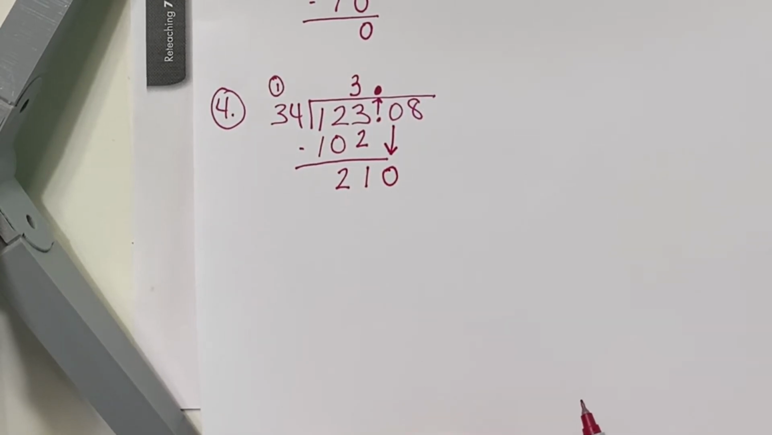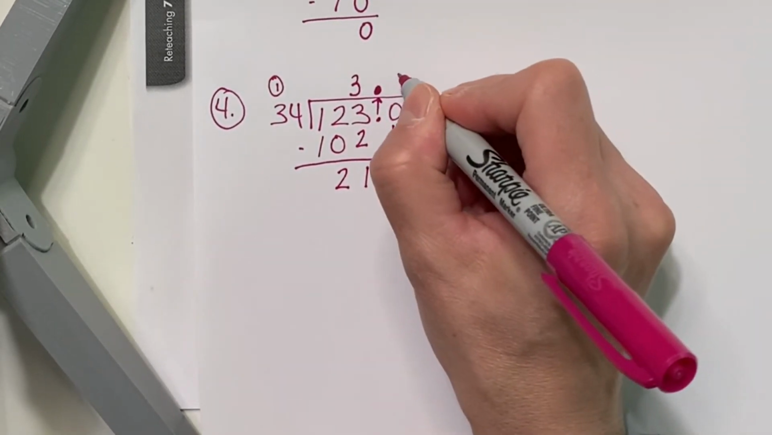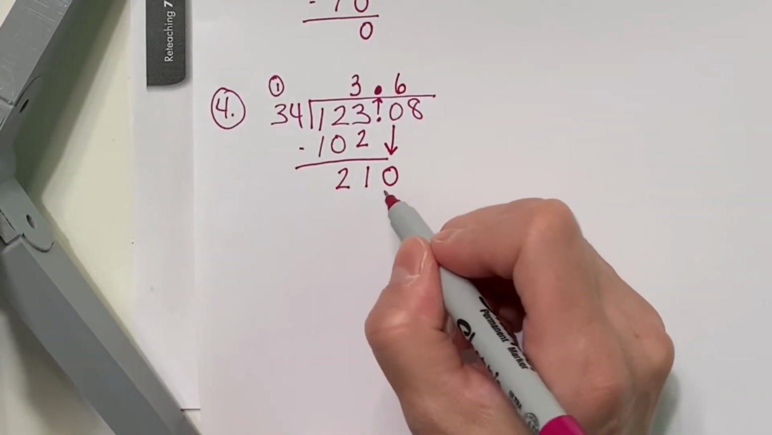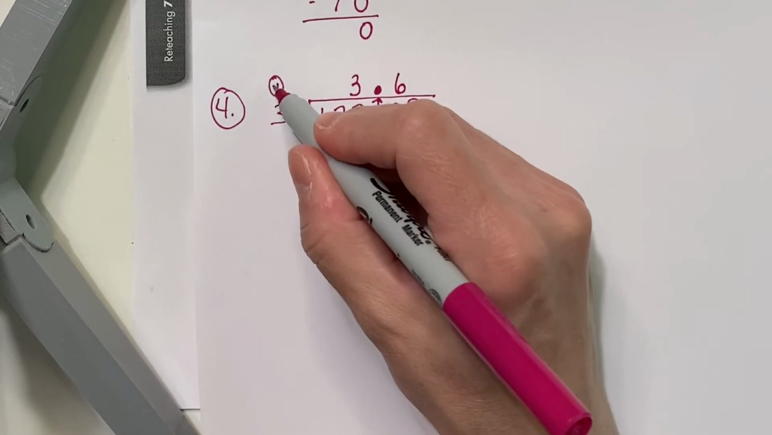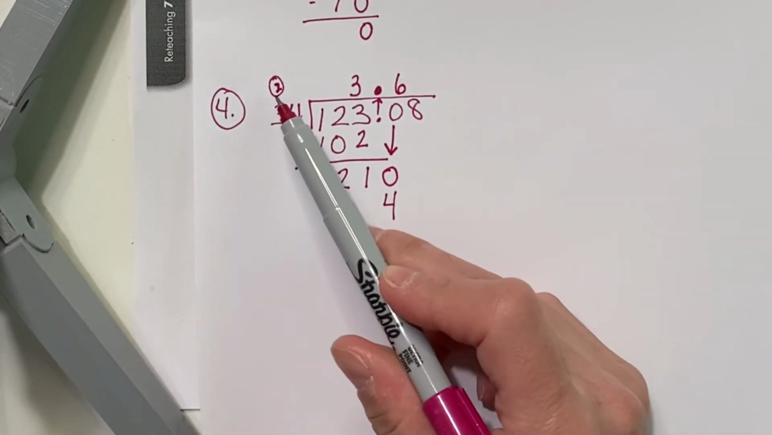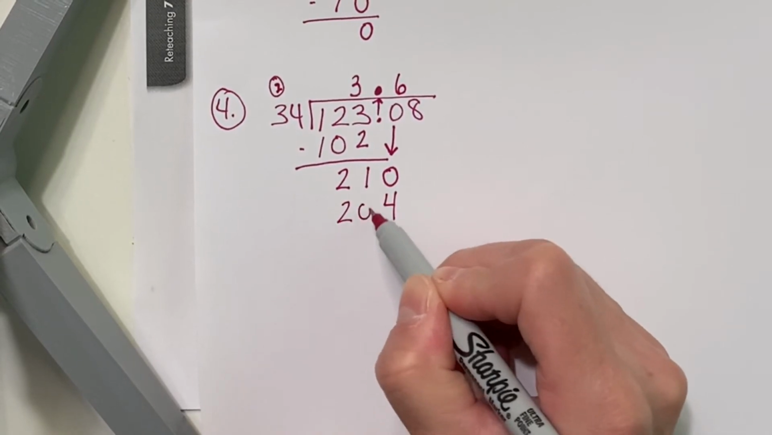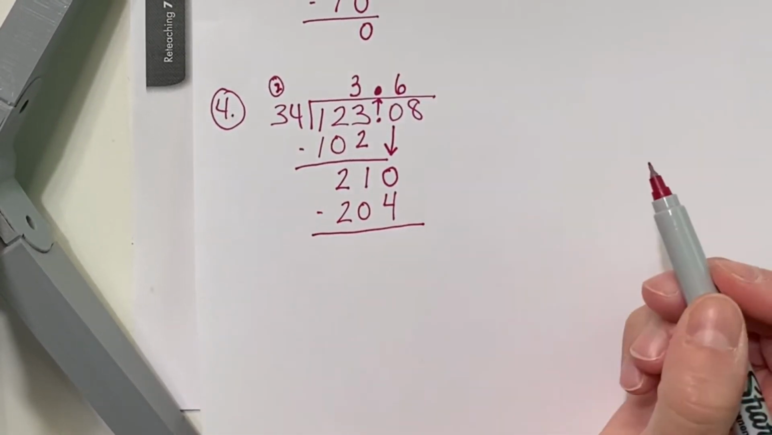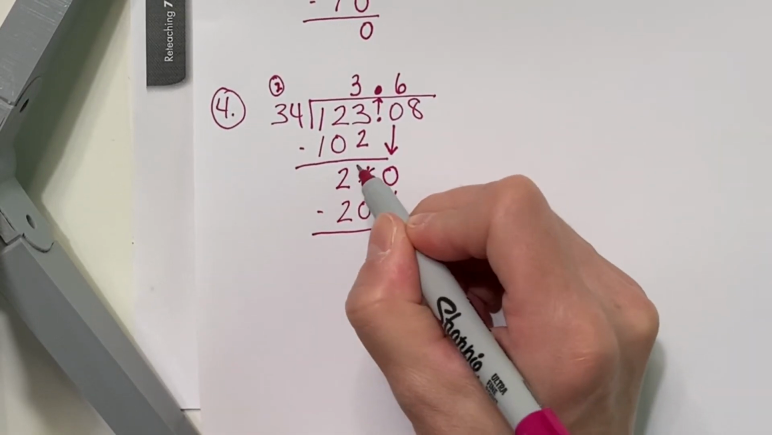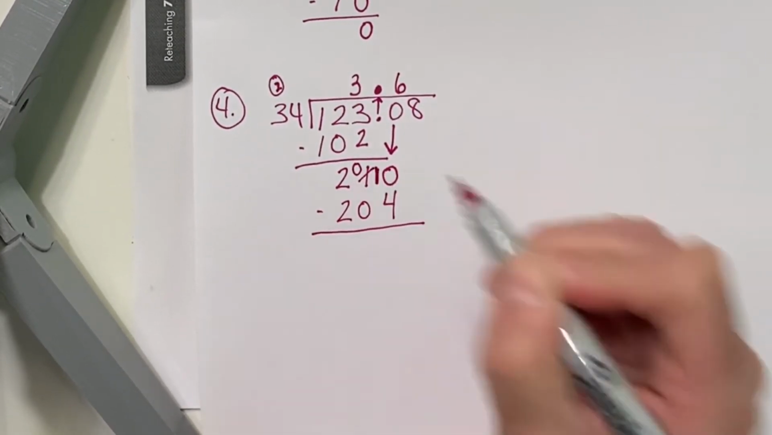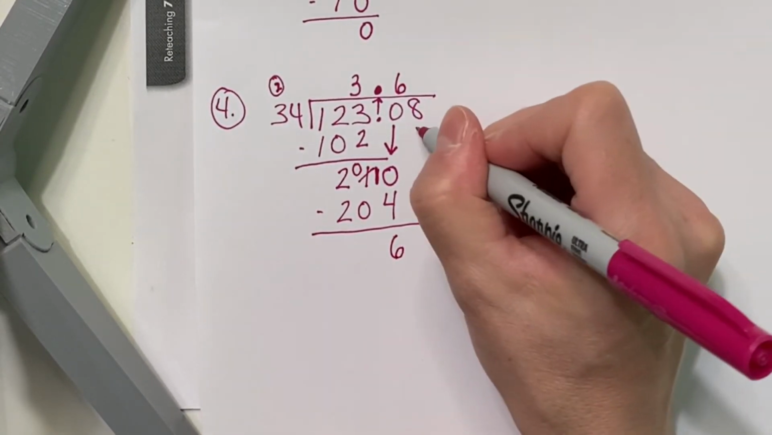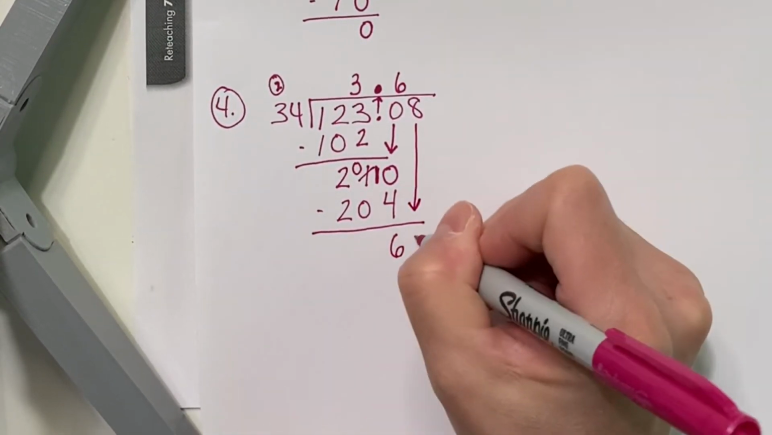34 can go into 210 6 times without going over. 6 times 4 is 24. Carry the 2. 6 times 3 is 18, plus 2 is 20. Subtract. Since we can't take 4 from 0, we're going to borrow and make it a 10. 10 minus 4 is 6. Bring down the 8.